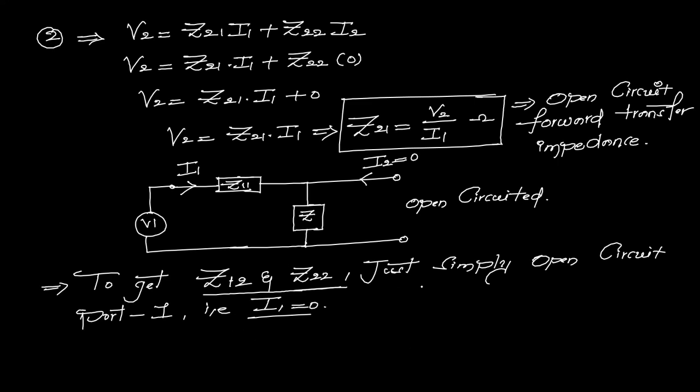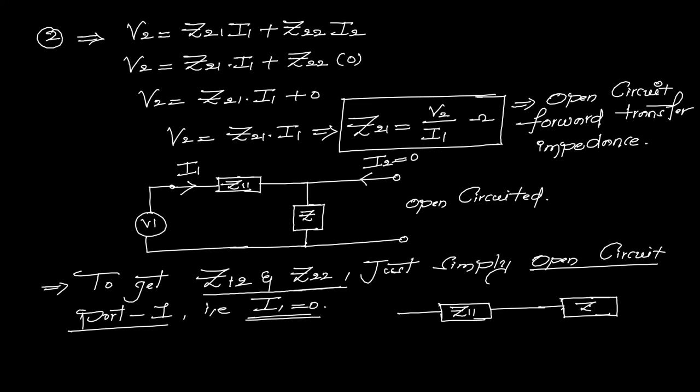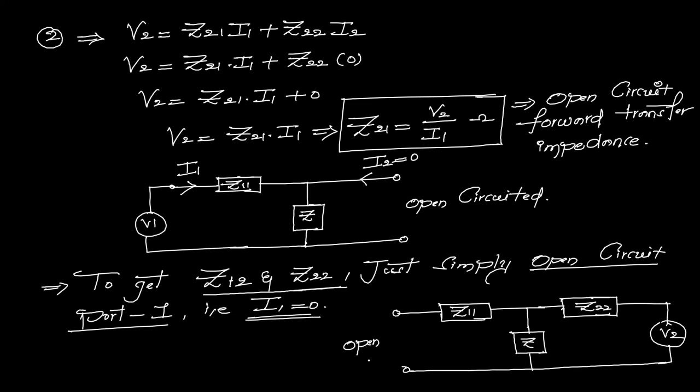To get Z12 and Z22, what we need to do is simply open circuit port 1. If you are open circuiting port 1, the value of I1 is equal to 0. Now just see here, if I open circuit port 1, the network will become like this. Here V2 is acting, and here is the mutual impedance connected between the two ports, and this one is open circuited.